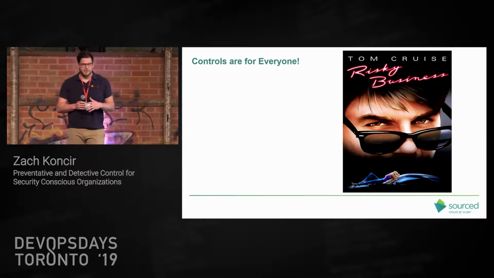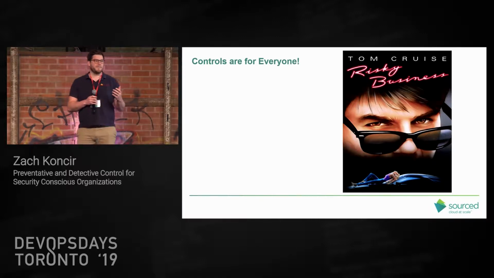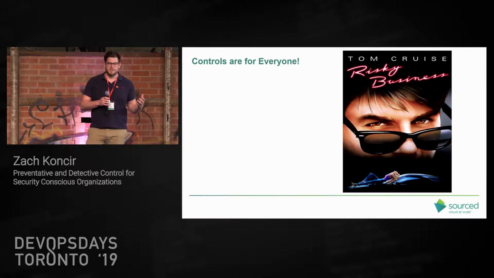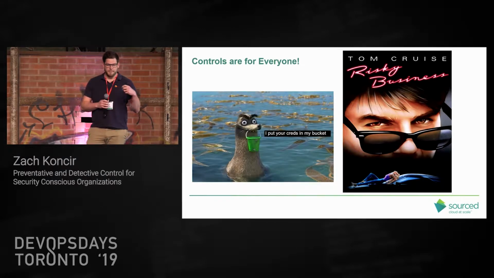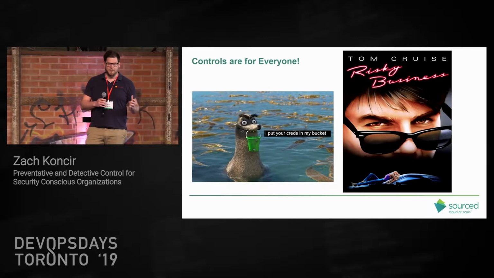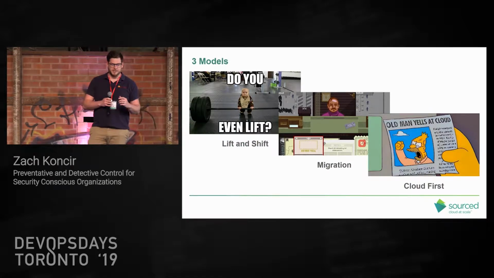Controls are for everyone. Cloud controls aren't something that just exists for large companies, right? We can all benefit from some sort of security control framework, whether you're the small startup or the large business. We see it all the time: we put the creds in the S3 bucket. That's a great example. Somebody owns your account, you're done. It doesn't matter whether you're a startup or a large company. This is a risk for everybody, and we need to be able to track these controls.